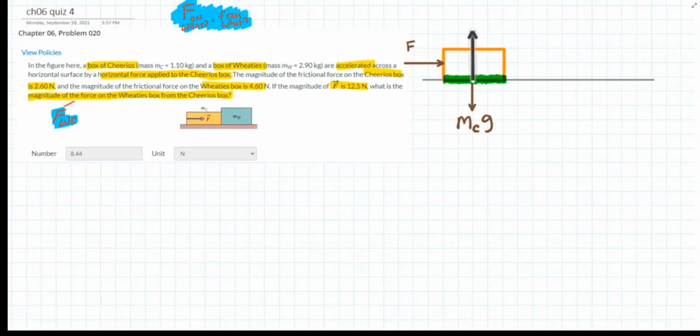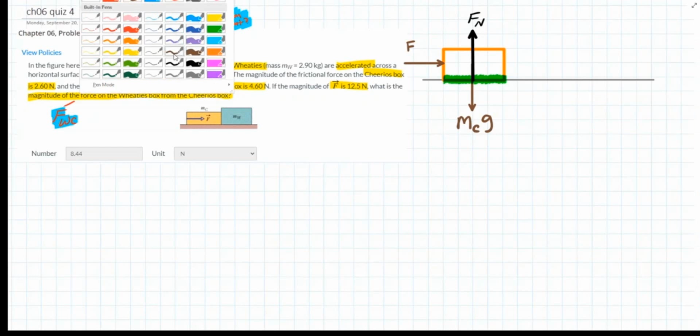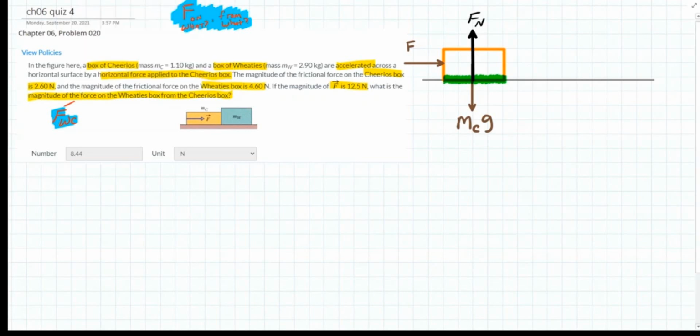What else is there? No, that's not it, because I actually have a reaction force. I have a force that looks like this. What is this force? This is the force acting on the Cheerios from the Wheaties. All right, so this is maybe new. This is a Newton's third law reaction.